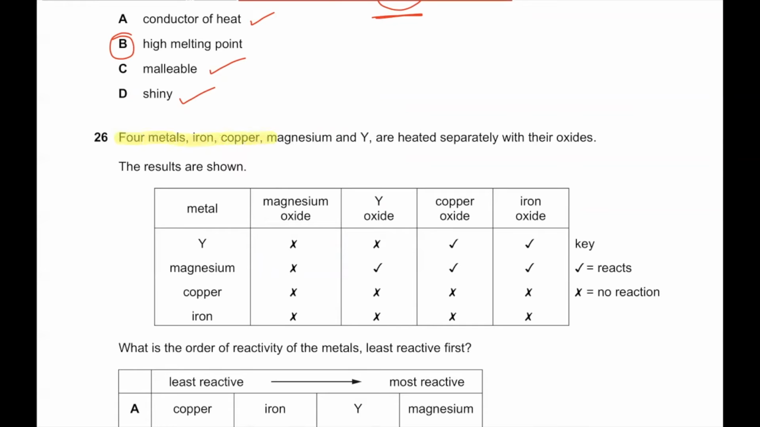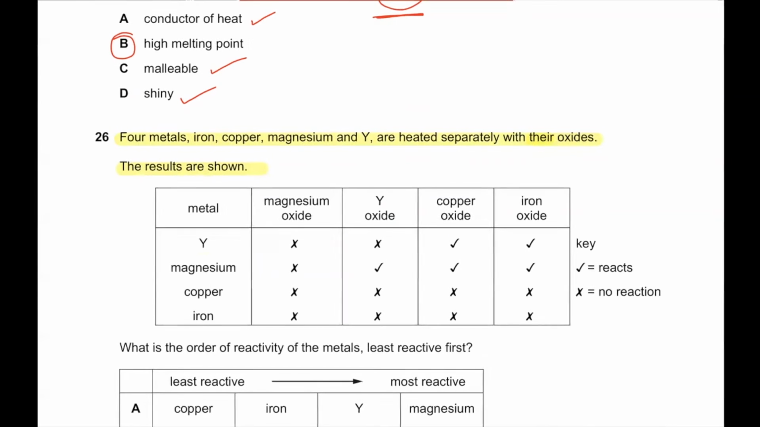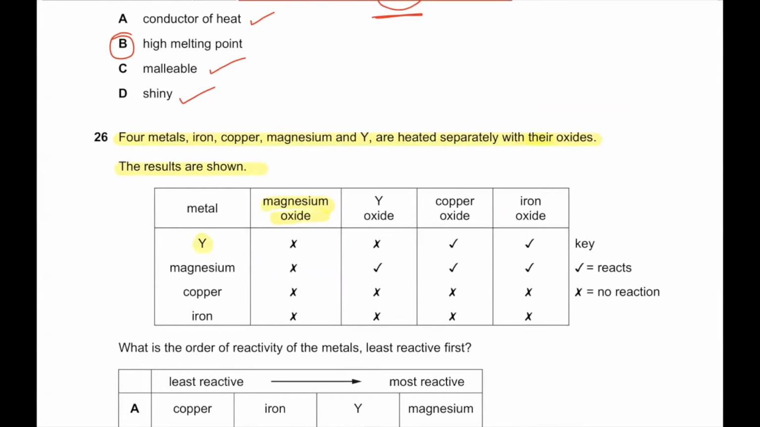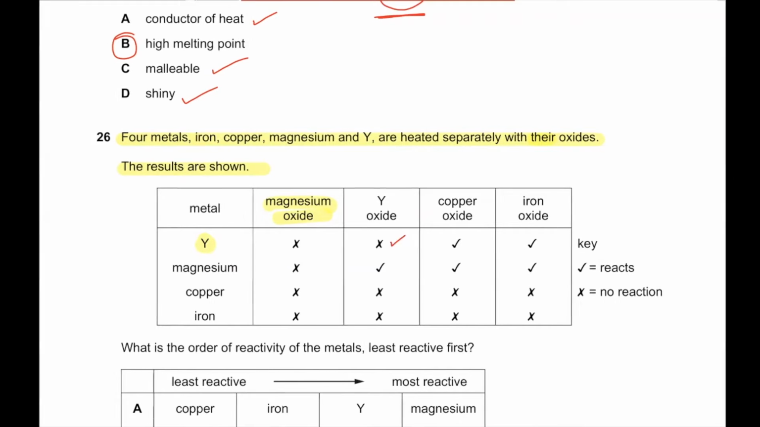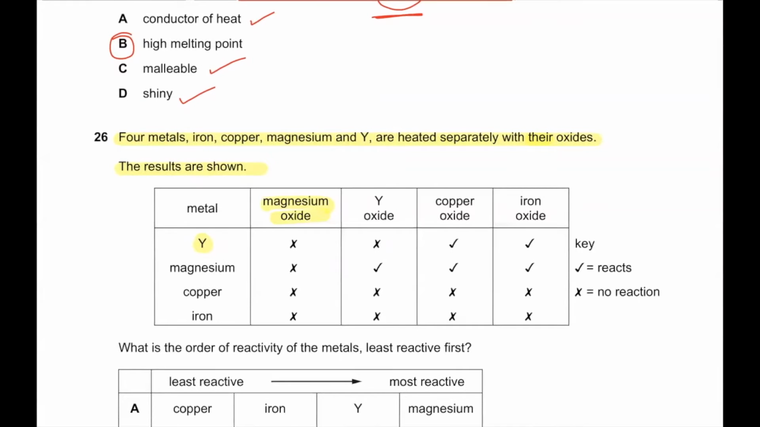4 metals, iron, copper, magnesium, and Y, are heated separately with their oxides. The results are shown. So metal Y, with magnesium oxide, there is no reaction. So definitely metal Y is below magnesium in the reactivity series. With Y oxide, there is no reaction. Understandable, it is not going to displace the same metal. With copper, yes, there was a reaction. With iron, there was a reaction.